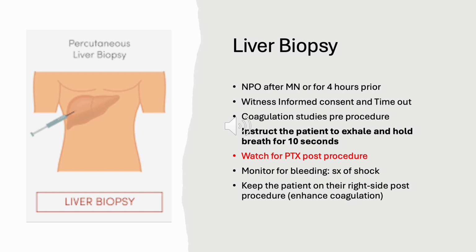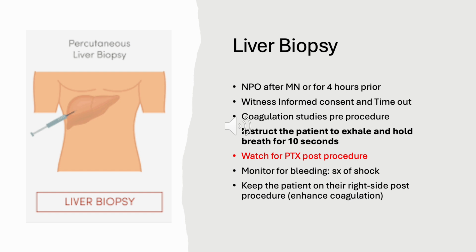The liver receives about 1,500 milliliters per minute of blood flow. So it's highly vascular is what I'm trying to say, and hemorrhagic shock is one of the complications of a liver biopsy. Okay? Instruct the patient to exhale and hold their breath for 10 seconds during the procedure when the provider needs to do the biopsy part. That's to prevent the patient from getting a pneumothorax. You should remember from MedSurg 1 that a pneumothorax is when the lung collapses. So you're going to watch for those signs and symptoms after the procedure.